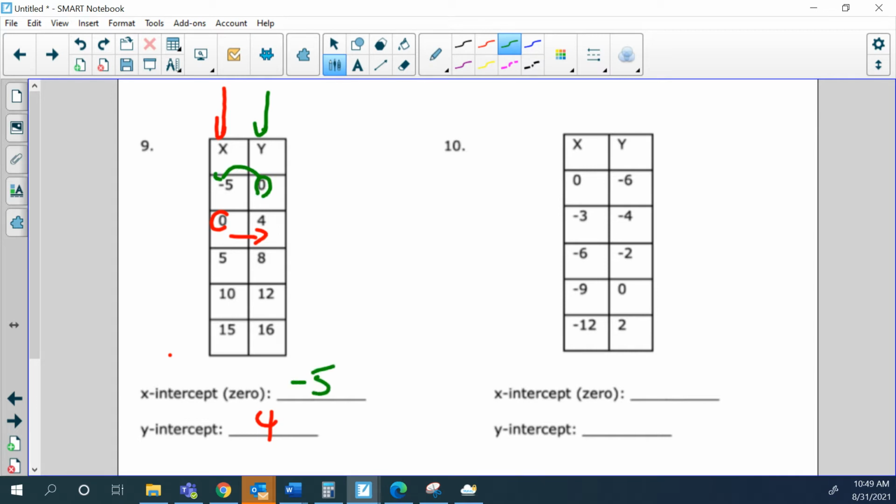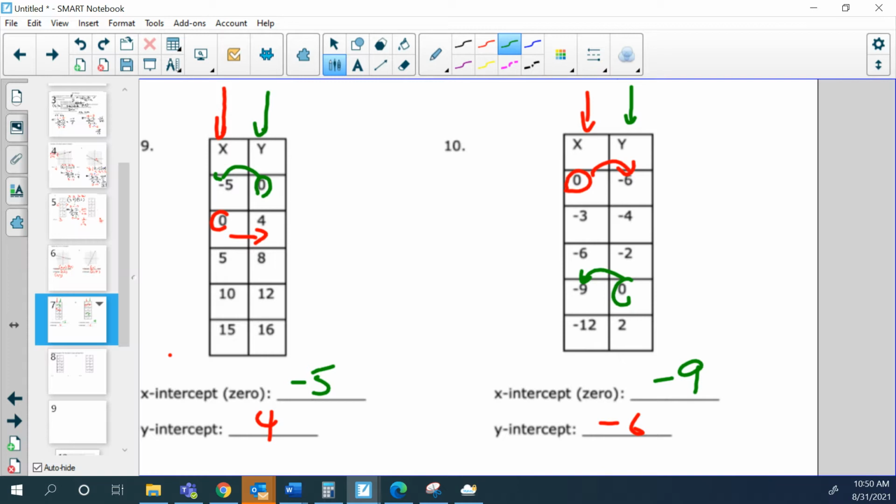Same thing on here for the y-intercept. All right. Come down the x column, find 0, and then the corresponding number is your y-intercept, which is -6. Vice versa, to find the x-intercept, come down the y column. Wherever you see 0, the corresponding number is going to be your x-intercept, which is -9. All right, guys, make sure we do it correctly.